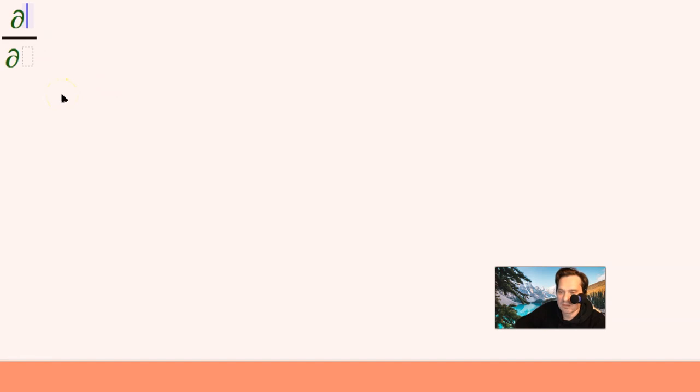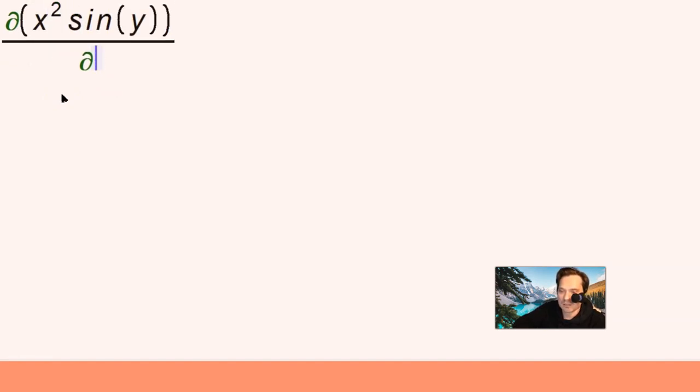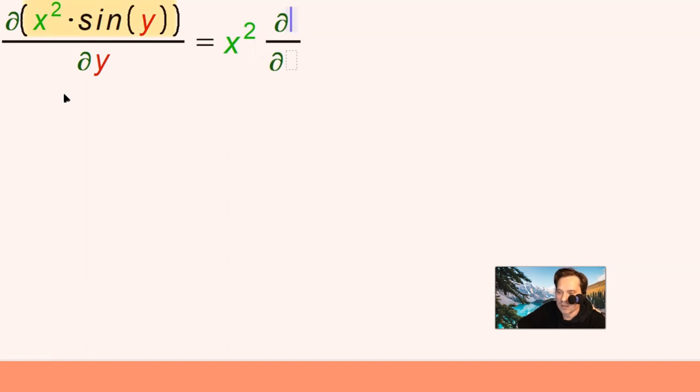Okay, so the derivative of x squared times sine of y. But now let's differentiate with respect to y. So now again, this is y, our differentiation variable. And notice where the y is. The y is now wrapped inside the sine, and the x squared here is separate, and this is multiplication right there between them. So for that reason, what you can do is pull the x squared out this way, because it's multiplying sine of y.